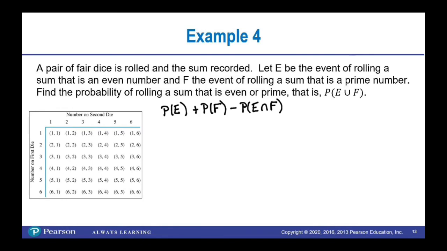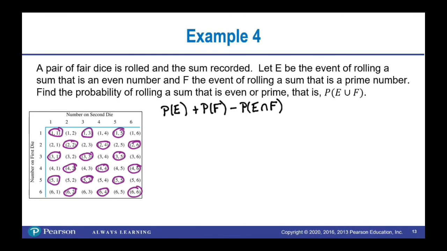So let's look at our sums. How many of those sums are even? I'm going to circle all of the even sums. There are 18 even sums out of a total of 36. Plus, let's look at all the sums that are prime. 2, 3, 5, 7, and 11 are the prime sums. There are 15 prime sums out of 36 total.